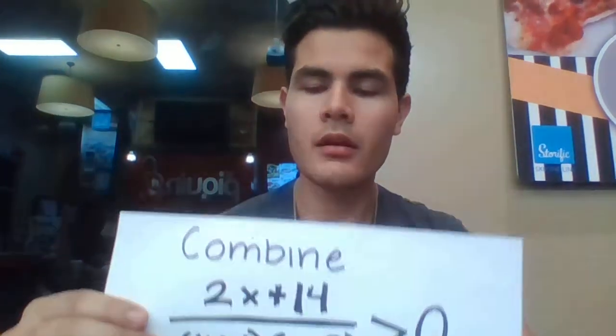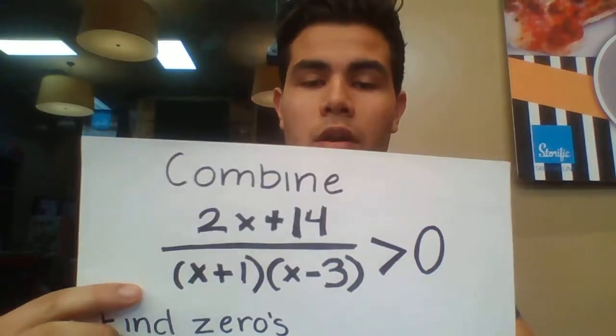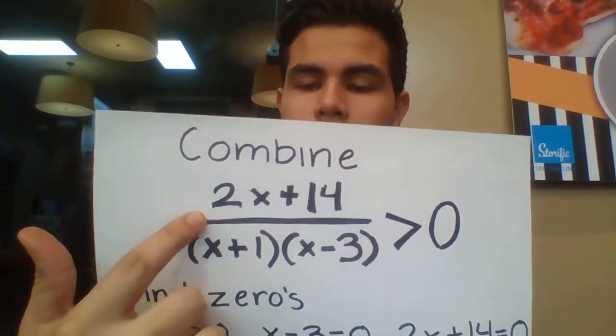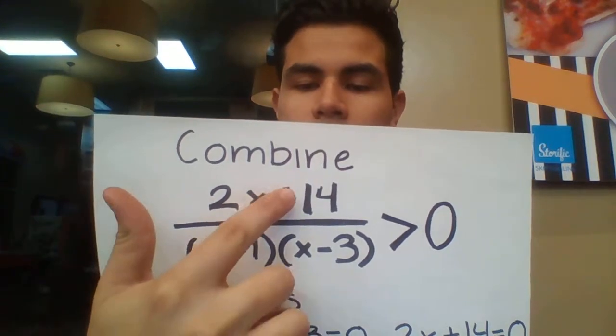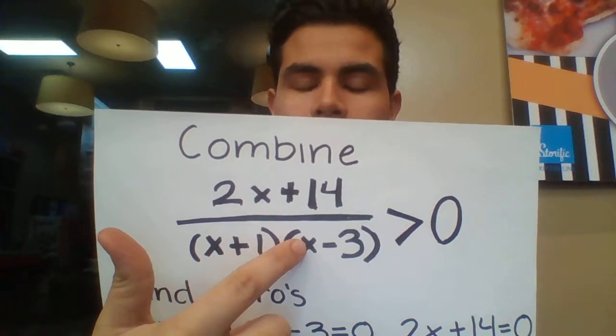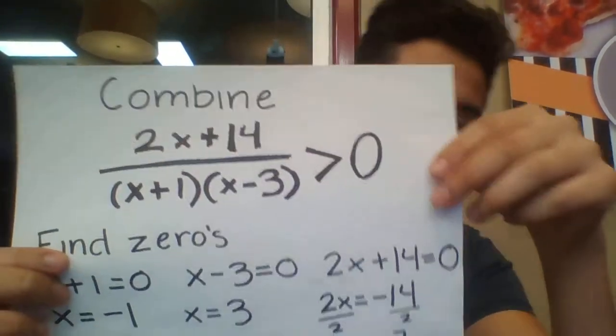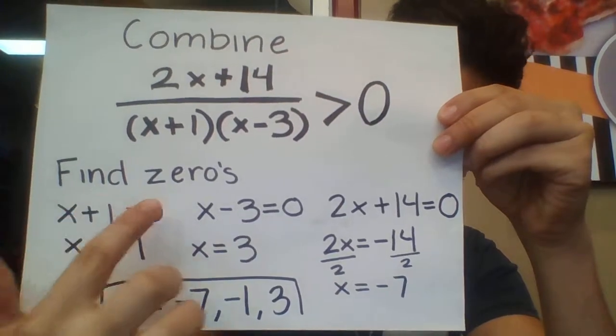And our final, well, not final step, but close to the end, we're going to combine, and then we're going to reduce. So it's going to come out to 2x plus 14 over x plus 1 times x minus 3 is greater than 0. And our next step would be find the zeros.